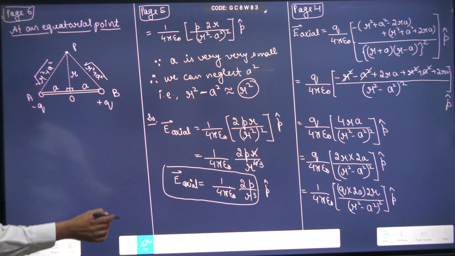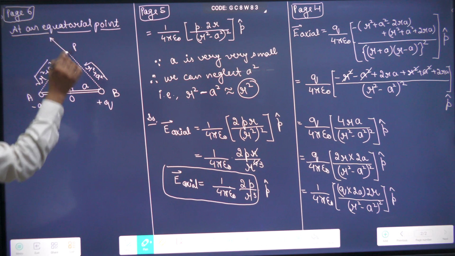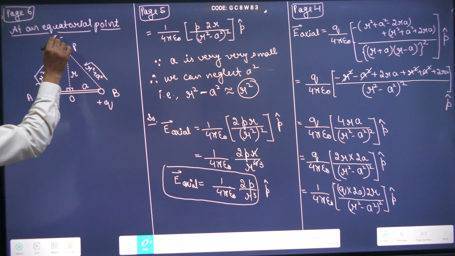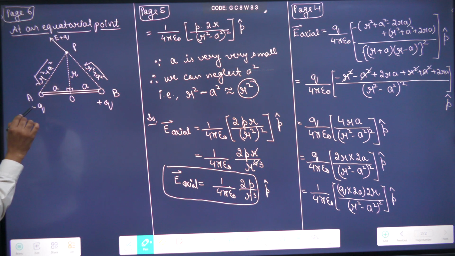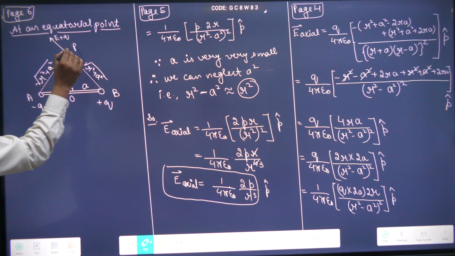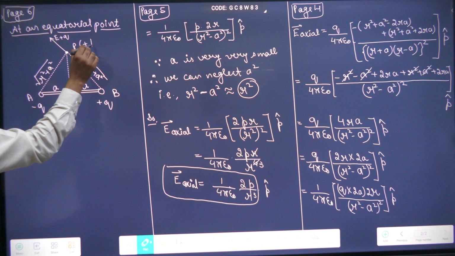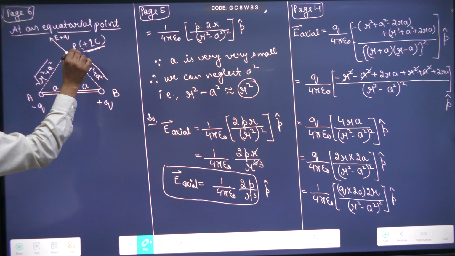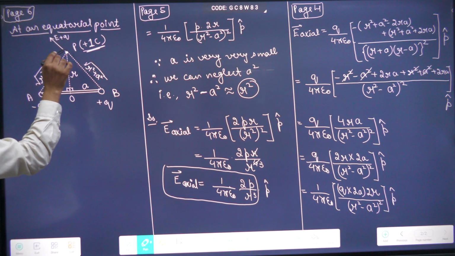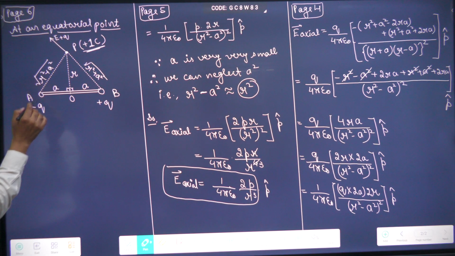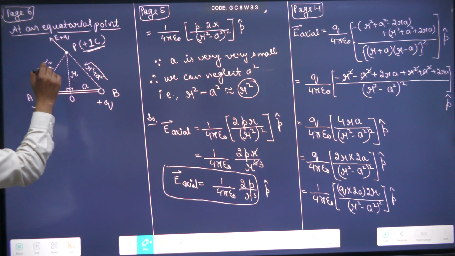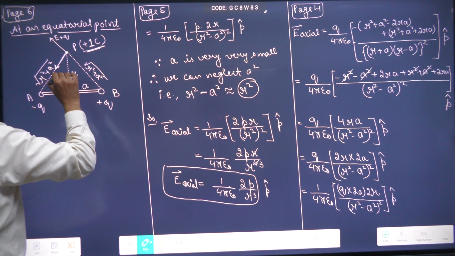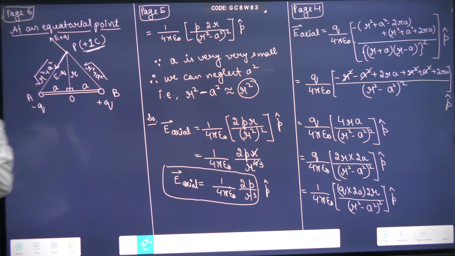So the direction of E plus Q, the electric field due to this positive charge, will be like this. Now, what is this negative charge going to do with this positive charge? Always consider a unit positive charge kept at this point. Unit means 1, positive means this plus sign. The negative charge is going to attract it towards this side. So this is taken as E minus Q, the electric field E minus Q.